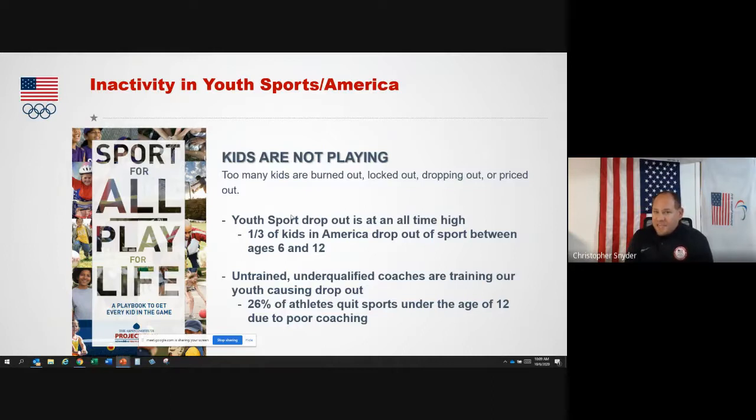Well, it's tough to do when we start seeing statistics that 1/3 of kids are dropping out of sport between the ages of 6 and 12. And what we were finding is even upwards of 70% of females were dropping out of organized sport by the age of 13. That's really tough to swallow when many of us, our profession is offering sport to the next generation or current generations.